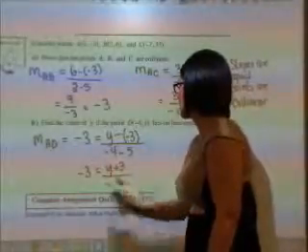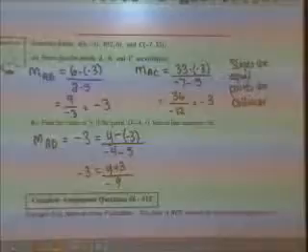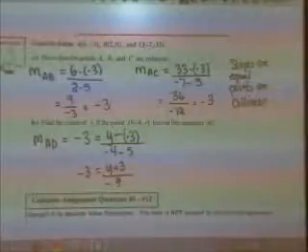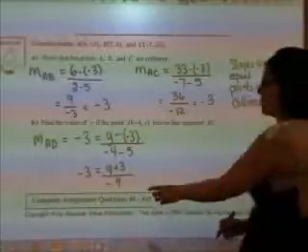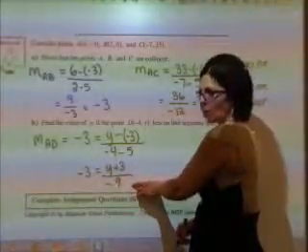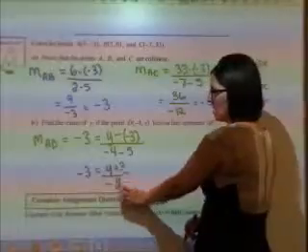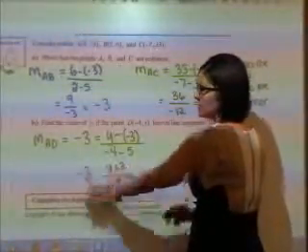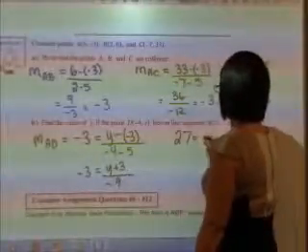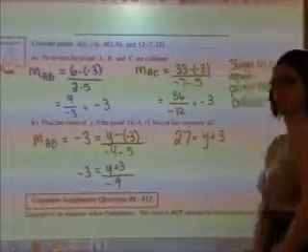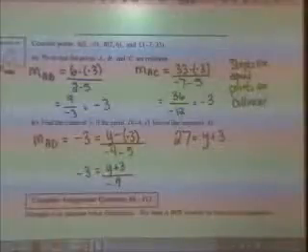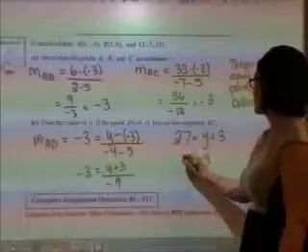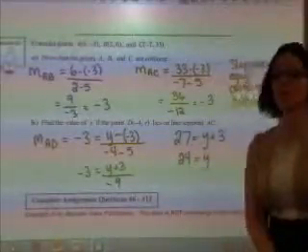-9. Okay, my goal is to get y by itself. So what do I get rid of first, the -9 or the 3? The -9. How do I get rid of the -9? Multiply, because this is being divided. So -9 times -3 is 27. Now how do I get y by itself? And what's 27 minus 3? So the y-coordinate would be 24.